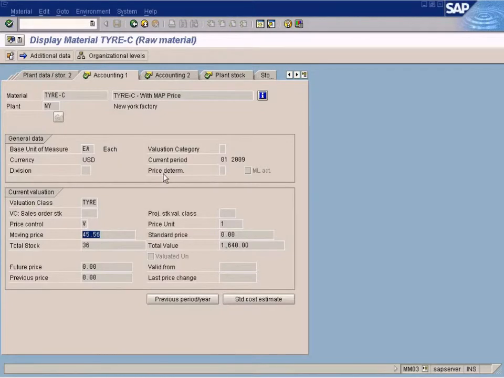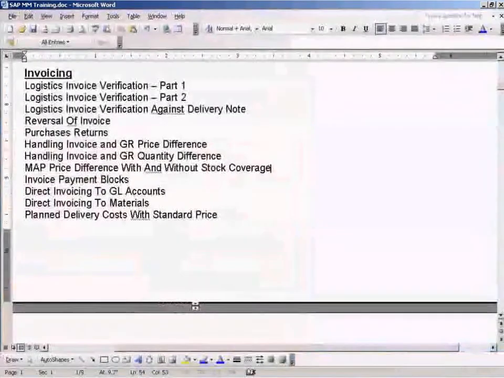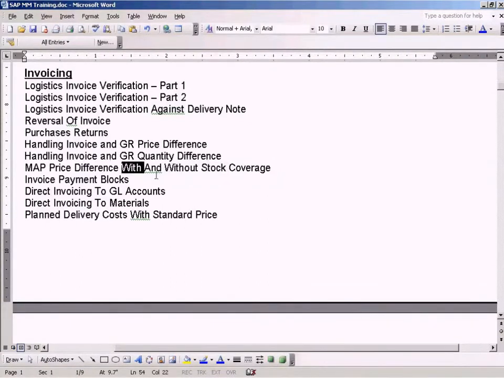So let us look at that posting with stock coverage first. I'm going to create a purchase order.